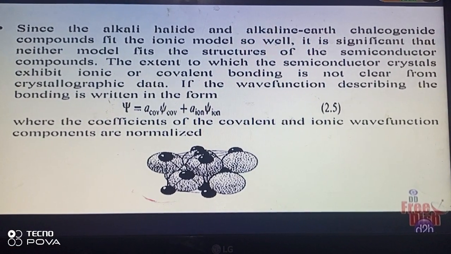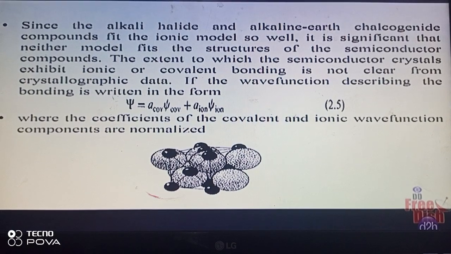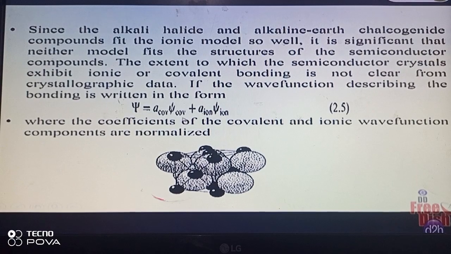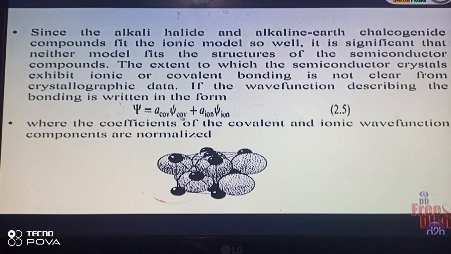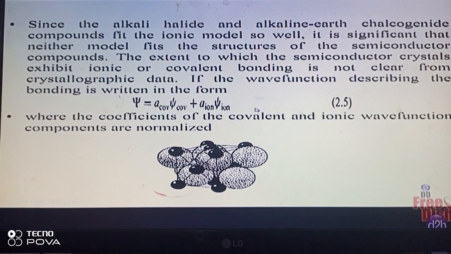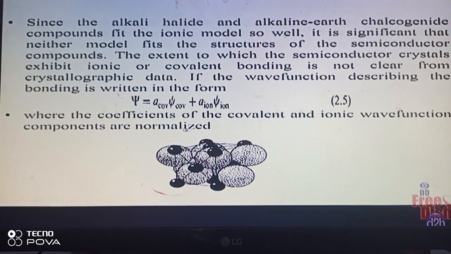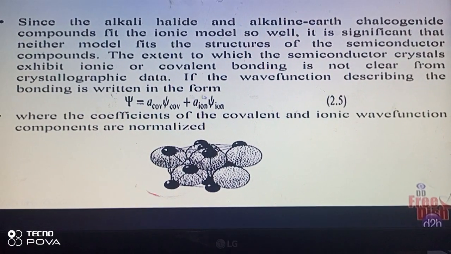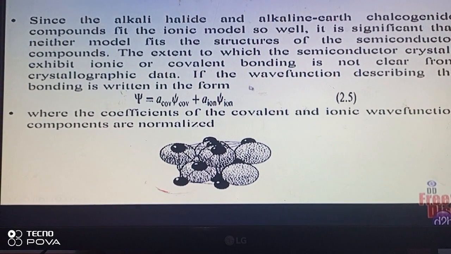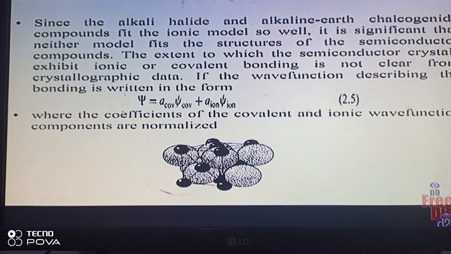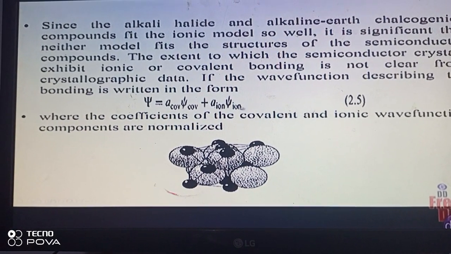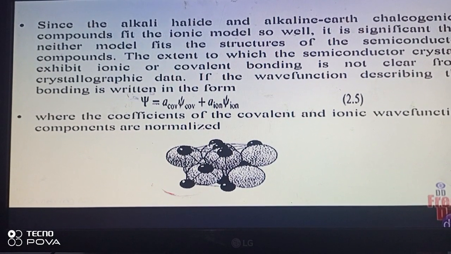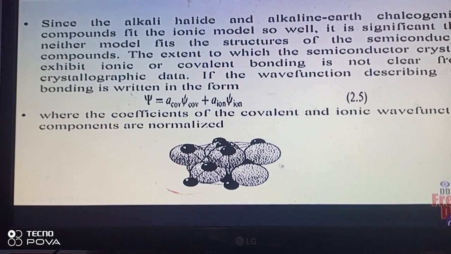So let us describe the wave function by writing psi equals A covalent psi covalent plus A ionic psi ionic. Therefore, the coefficients of the covalent and ionic wave functions here are normalized. When these wave functions are normalized, you get a structure like this.